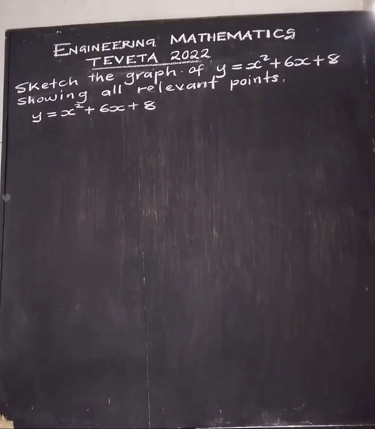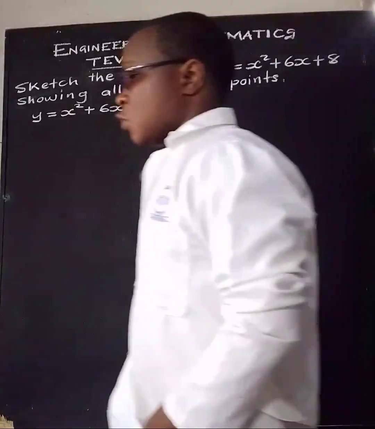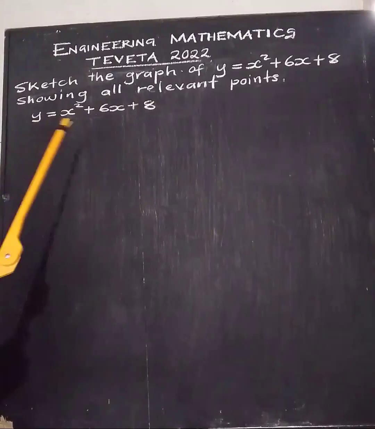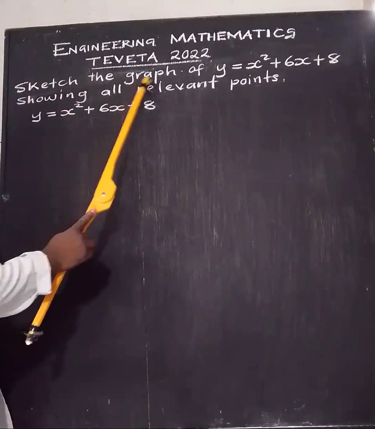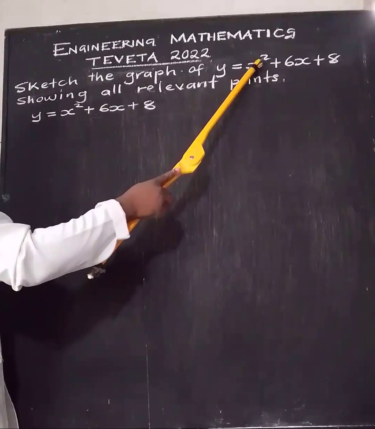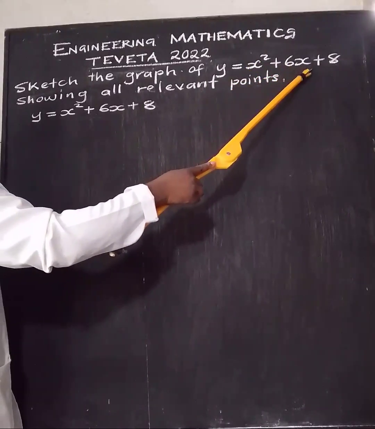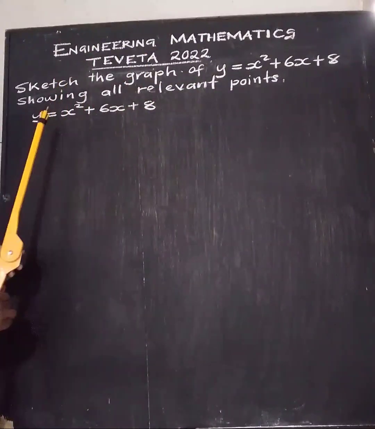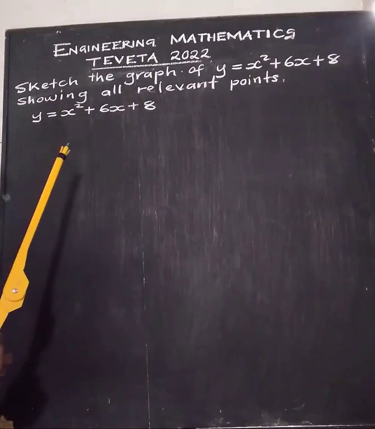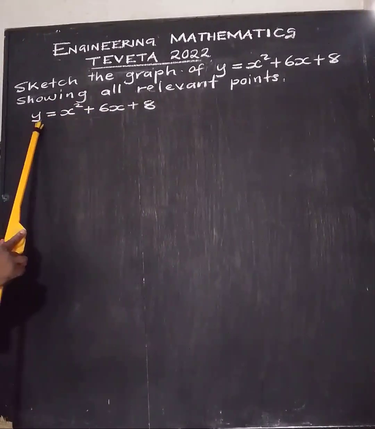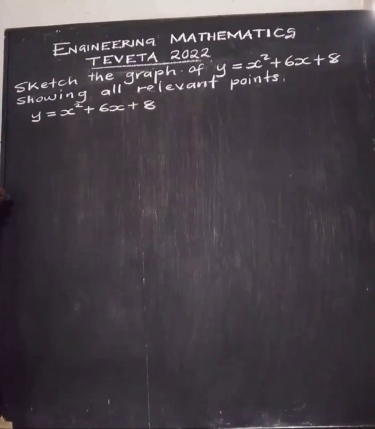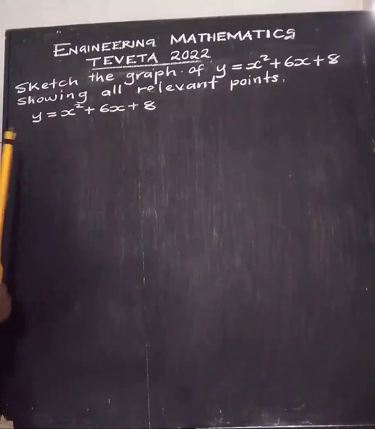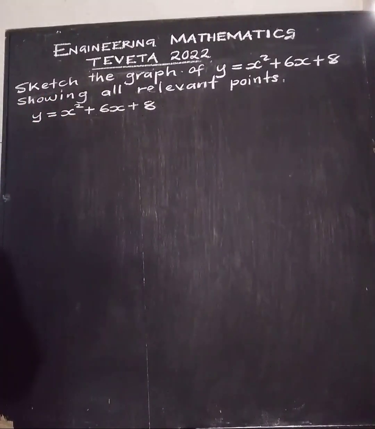Okay, so guys, let's move on. So we have this question on quadratic functions. We are told to sketch the graph of y is equal to x squared plus 6x plus 8, showing all relevant points. So they want us to show all necessary important points. So this is the function given. Now they want us to come up with a sketch of a graph representing this function.